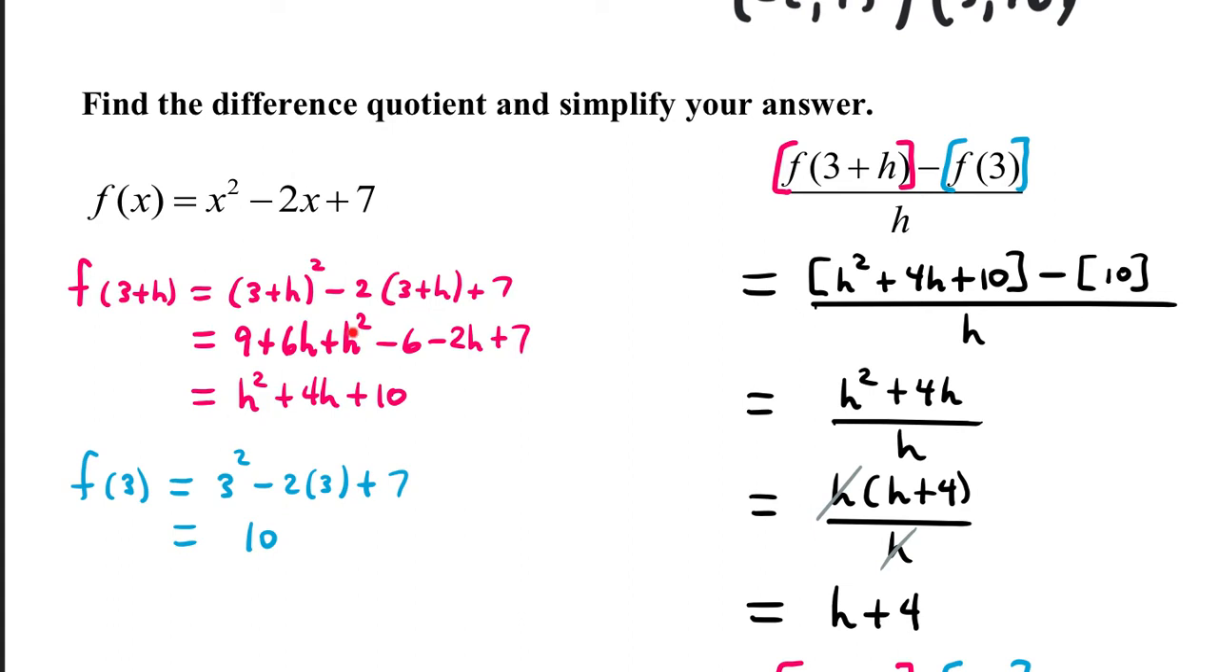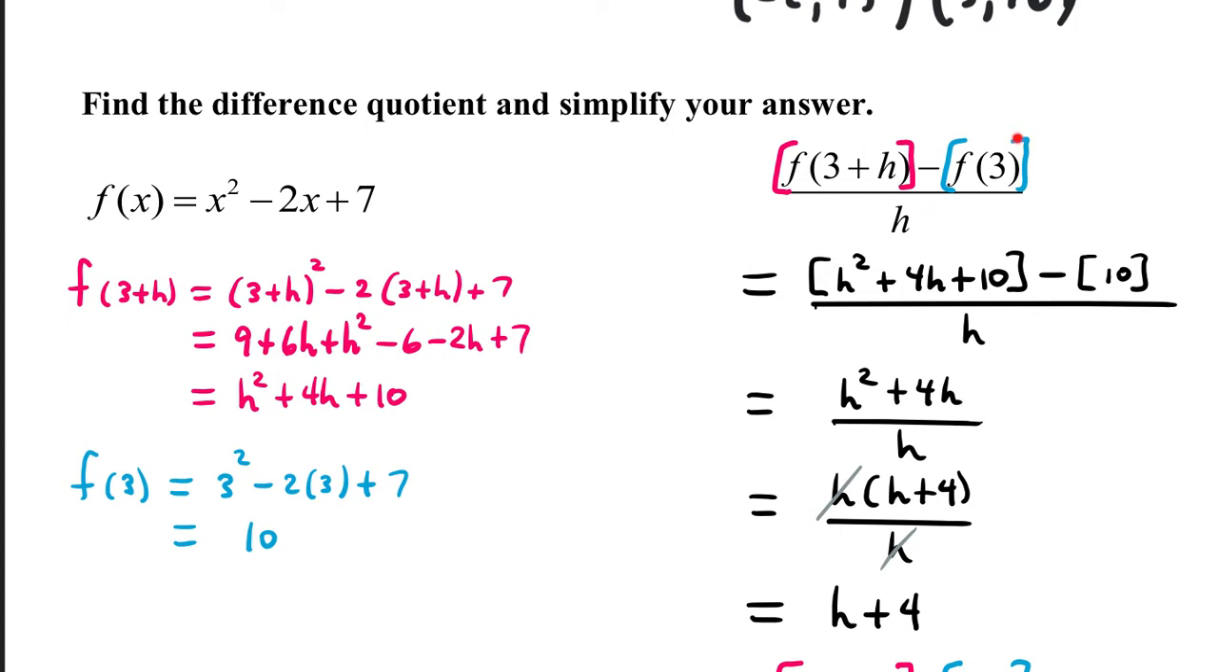Combining all your like terms, we have h squared. 6h minus 2h is 4h. 9 minus 6 plus 7 is 10. And that is our upper left portion of the difference quotient. It's called difference quotient because you have subtraction or difference, quotient because of the fraction or ratio.